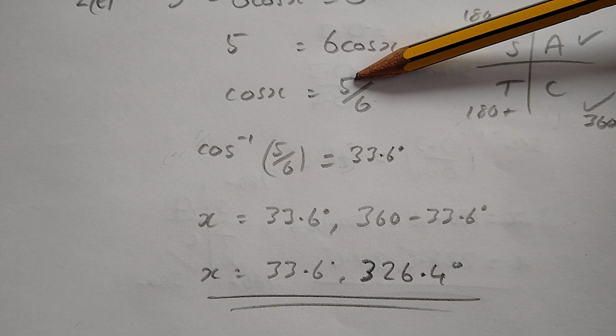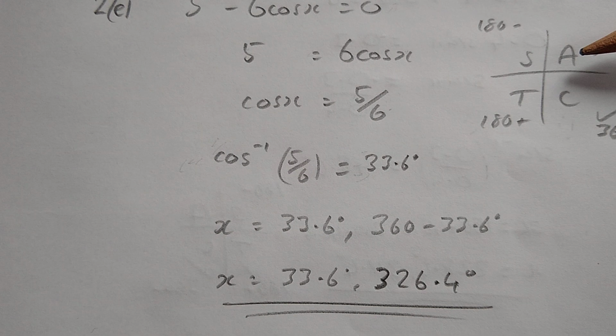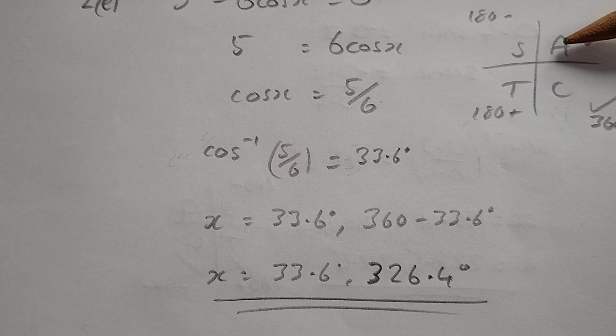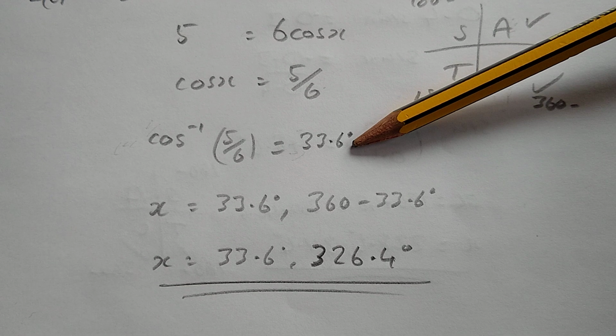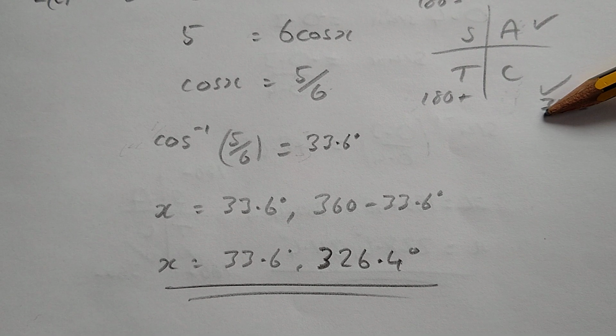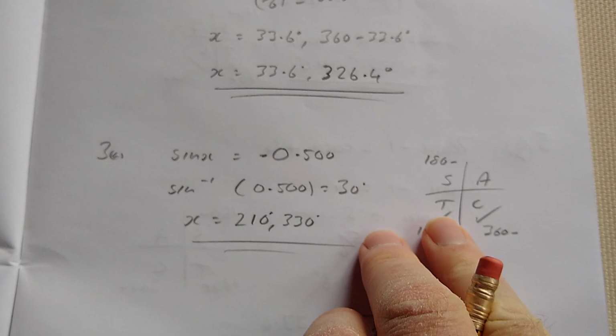Now back, do I have a positive or negative value of cosine? I have a positive value of cosine, so I'm ticking the A and the C quadrant. So my values of x will be the 33.6 degrees given here, and also 360 minus 33.6, which is 326.4 degrees.